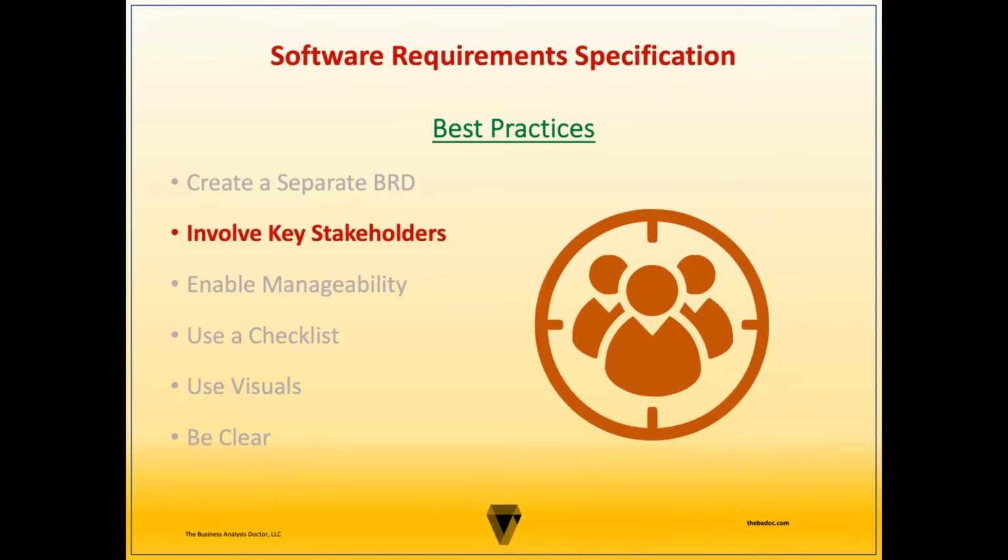Involve key stakeholders. Involve all the relevant stakeholders in the process of developing the software requirement specification. This includes subject matter experts who may be involved in outlining the use cases, developers who may assist in ensuring the requirements are properly decomposed, and testers who can help ensure that the requirements are testable.